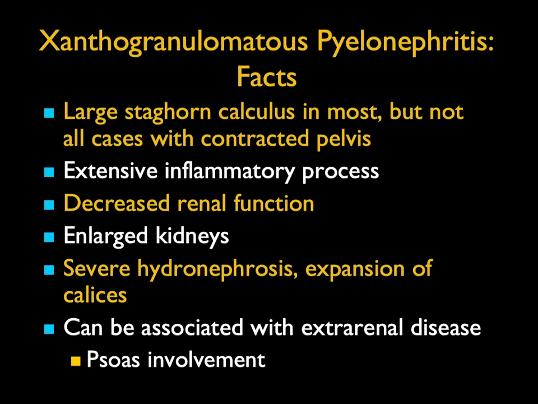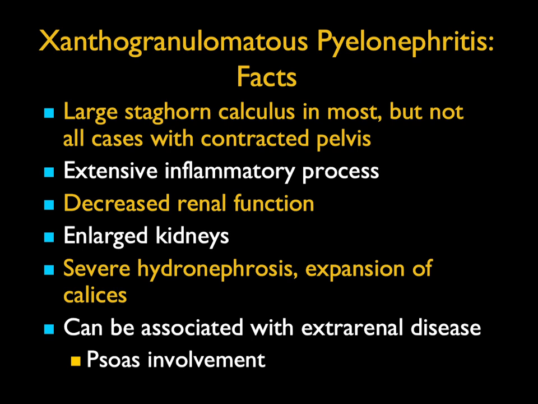Things we see, a large staghorn calculus is classic, but it's not always present. There's extensive inflammatory processes, decreased or absent renal function. It's typically unilateral, but it's an enlarged kidney, severe hydronephrosis, ballooning of the calyces. And an important thing I'll show you is that it's not uncommonly extending beyond the kidney to the psoas or paraspinal muscles or to the abdominal wall muscles.